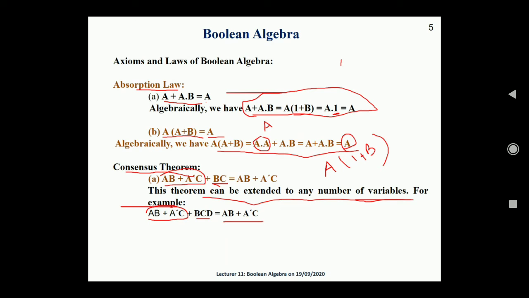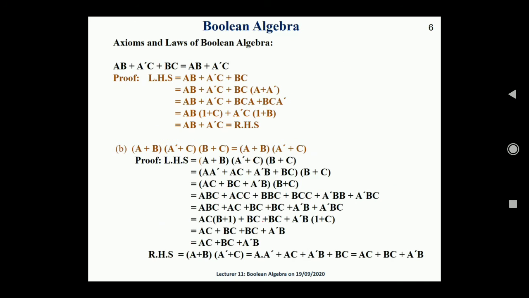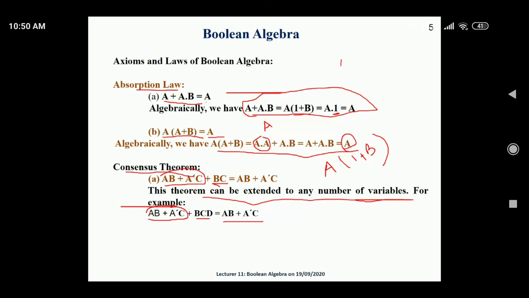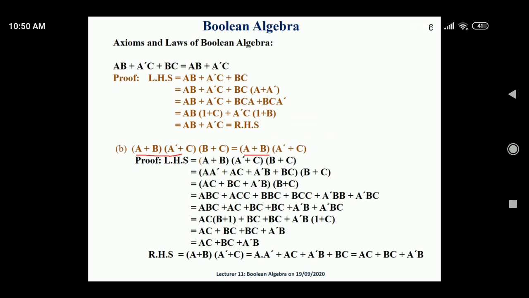So this one is theorem 1, and theorem B is something like this. If we write a plus b into a complement with c, into b plus c, then we get a plus b with a complement plus c. So this is the consistency theorem. This one is the first one, and this one is the second one.